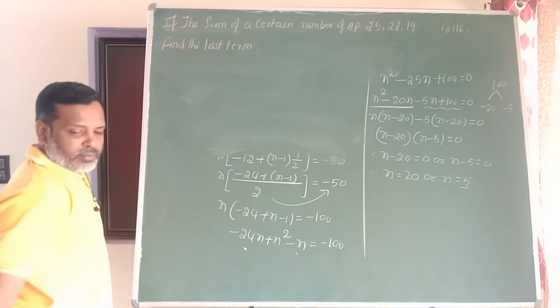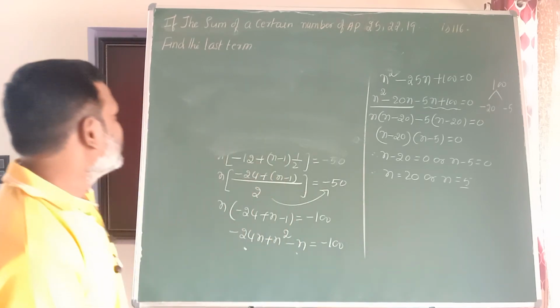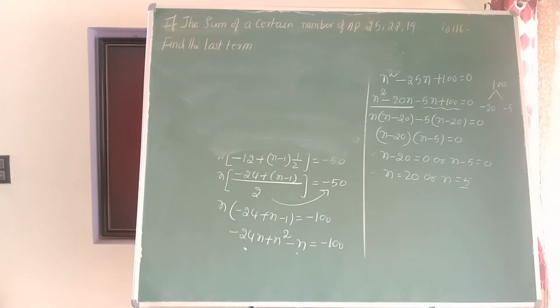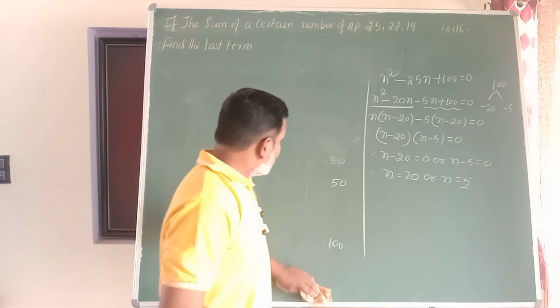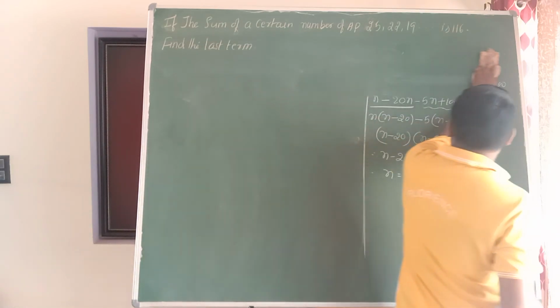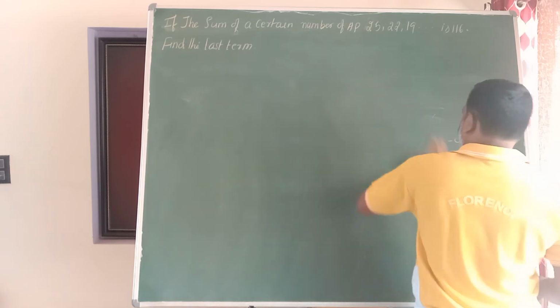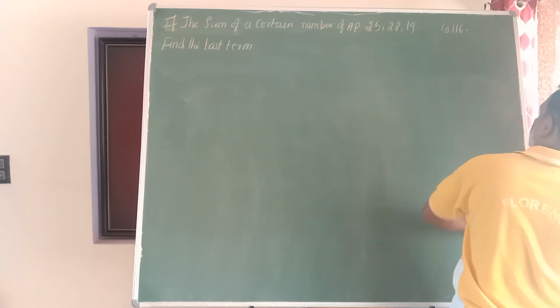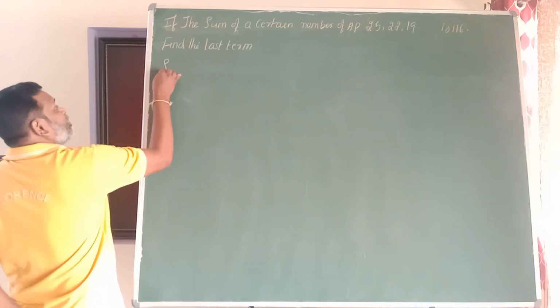Okay, observe here, my dear student. This is very simple. As usual, they are asking that the sum of a certain number of terms of the AP is 116. What AP are they given? The given AP is 25, 22 and 19. Now let us write. What is the first term?